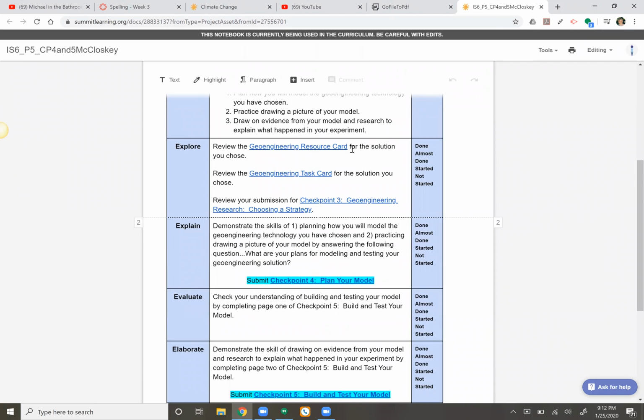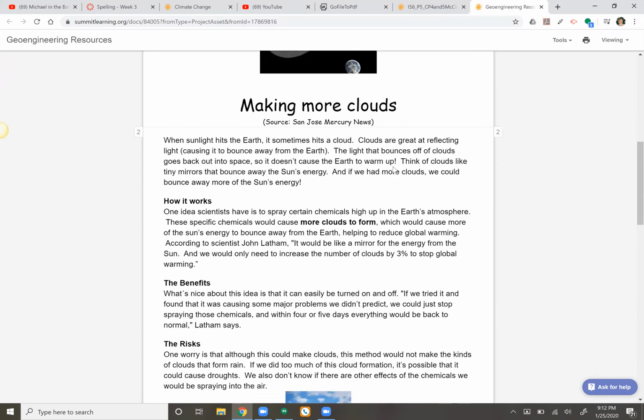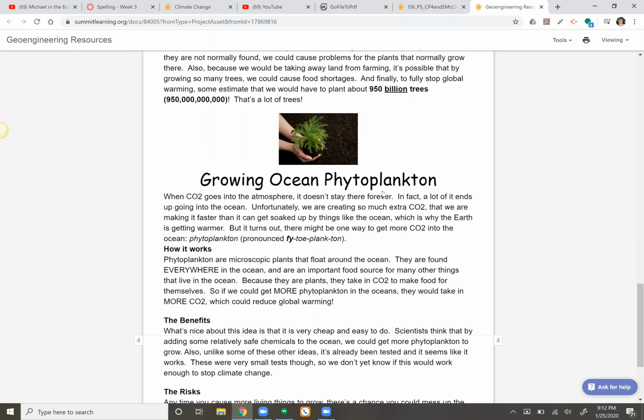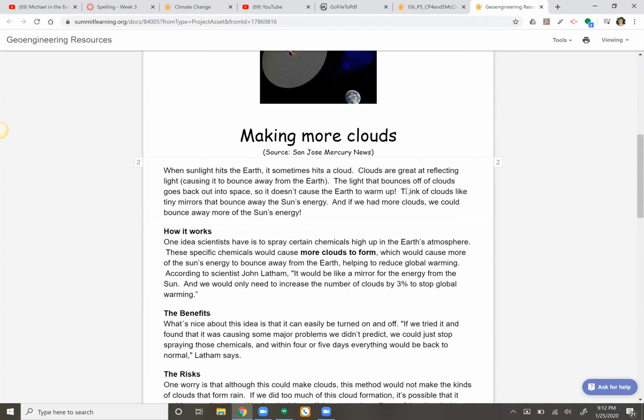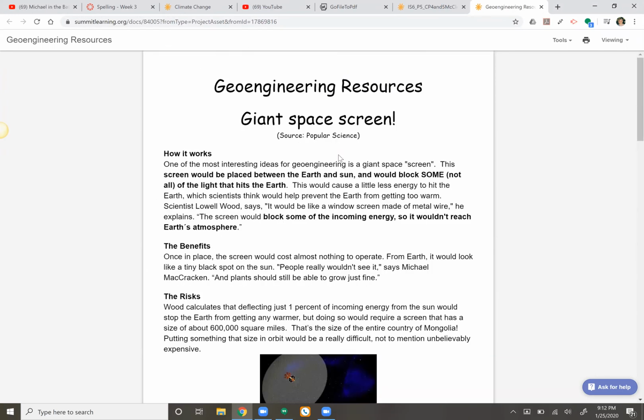In Checkpoint 3, you worked with these resource cards, and this is how you selected the geoengineering solution that you want to test. So I would like you to review the card based on your selection. You do not have to review all 4 of these again. Just review the one that you're going to be practicing with. Let's say I chose the Making More Clouds experiment. I would only read Making More Clouds. I would not read about planting more trees, phytoplankton, or the space screen.